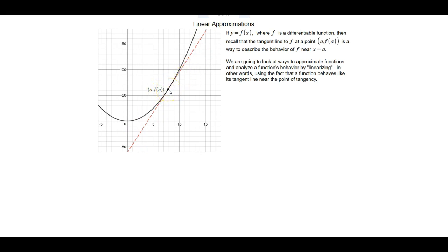The whole reason behind finding the derivative is to know what the function behaves like near that point, because the tangent line acts similarly to the function near that point. So we can approximate functions and analyze their behavior by linearizing them. In other words, looking at their tangent lines for values of x close to the point where you got the tangent line. This is called linearizing or finding linear approximations.